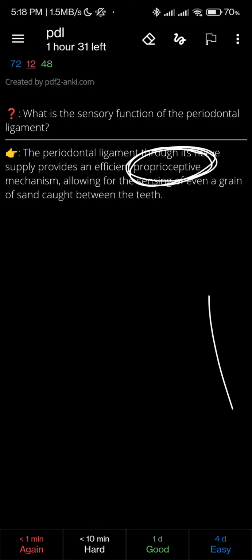So we have periodontal ligament part 5. Okay. Hashtag forget series. So what is the sensory function of the periodontal ligaments?